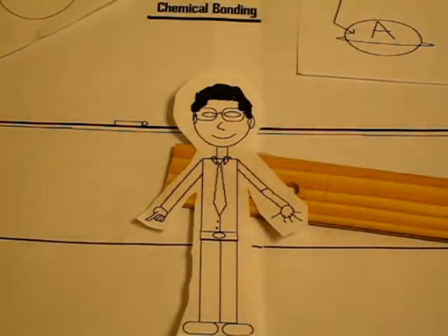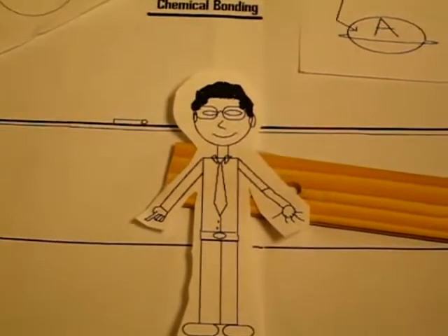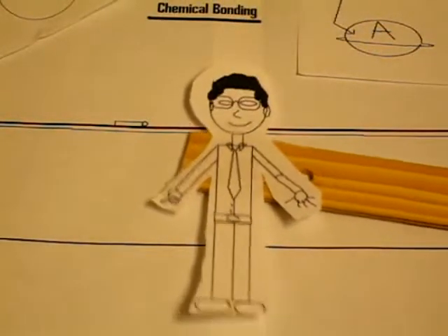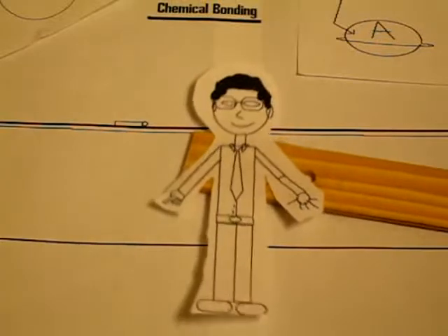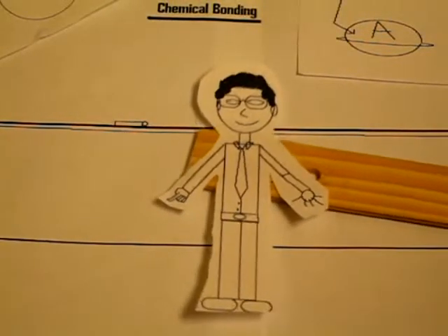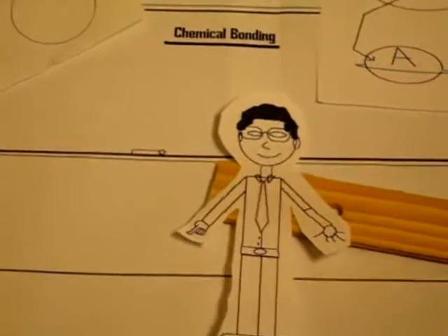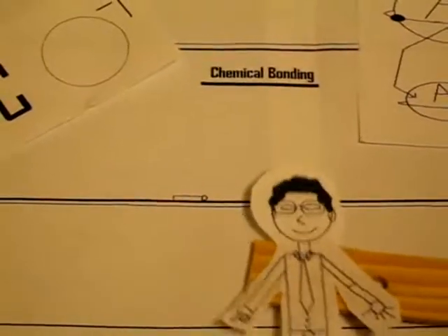Before we get into the topic, you may need to have an understanding of what chemical bonding is. Chemical bonding is the forces that hold atoms together. This force is the attraction between the electrons of an atom and the nucleus of another atom. Now that you know what chemical bonding is, you should know that there are three types of chemical bonding we are going to go over.